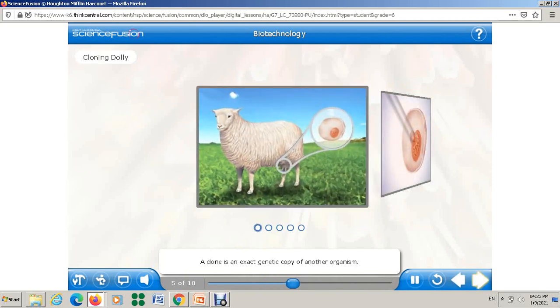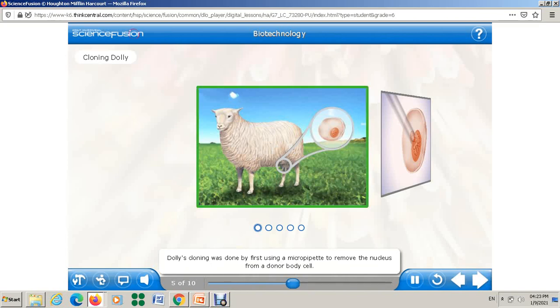A clone is an exact genetic copy of another organism. In 1996, scientists used biotechnology to clone a sheep named Dolly. Sheep are normally produced when a sperm cell fertilizes an egg cell. But Dolly didn't come from a fertilized egg. Click each image to learn how Dolly was cloned.